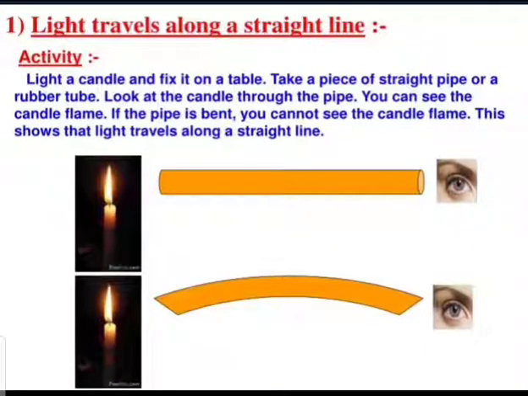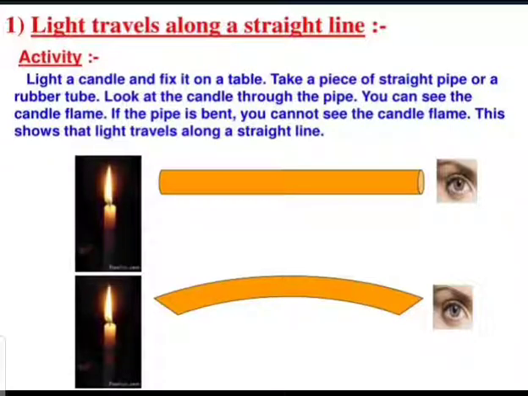To explain this, here is one activity. Light a candle and fix it on a table. Take a piece of straight pipe or a rubber tube. Look at the candle through the pipe. You can see the candle flame. If the pipe is bent, you cannot see the candle flame. This shows that light travels along a straight line.